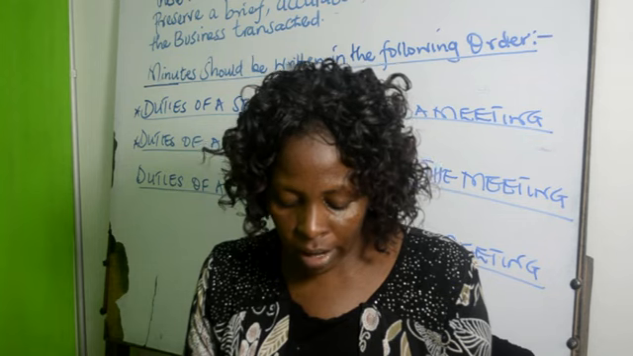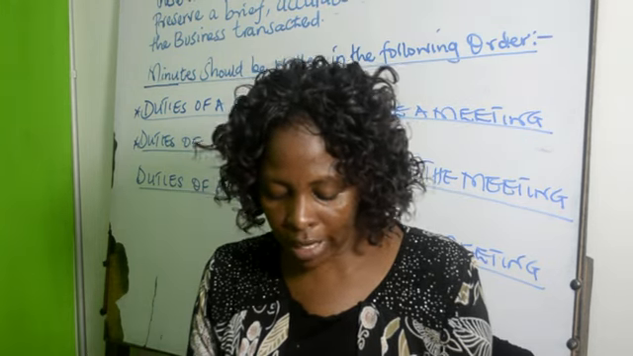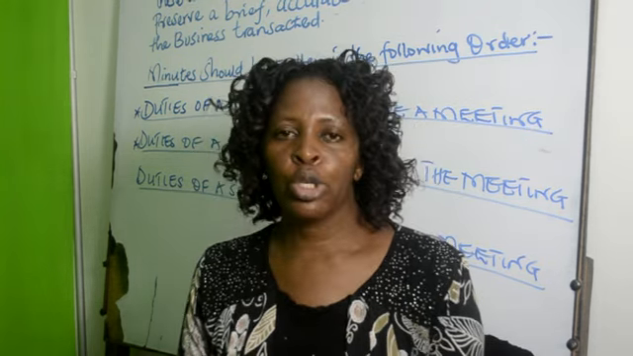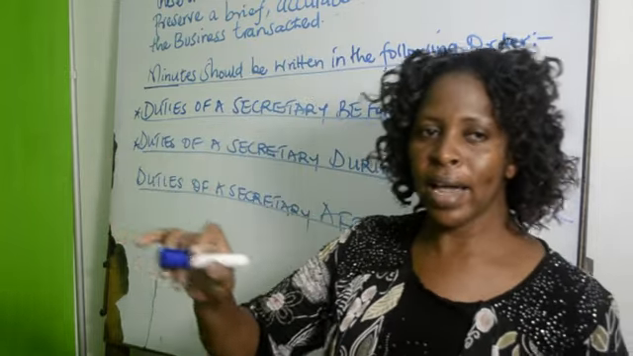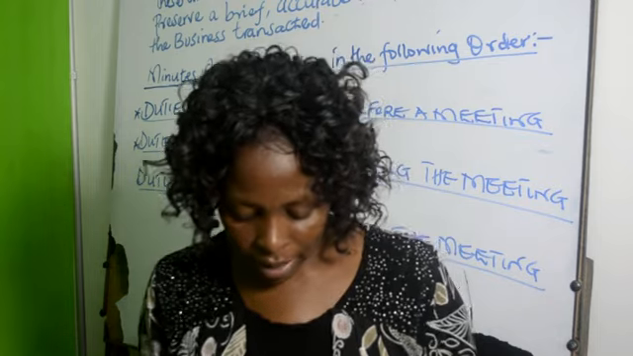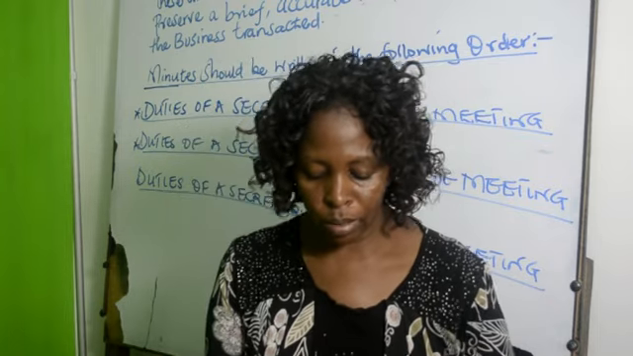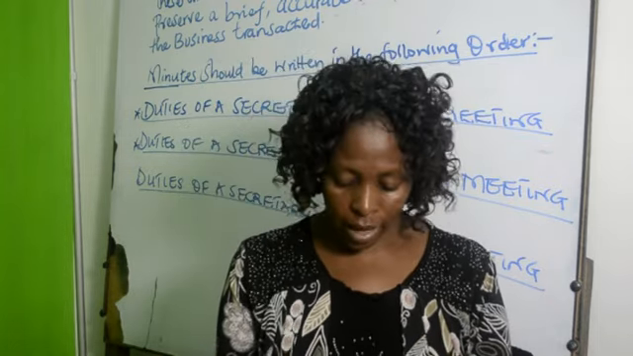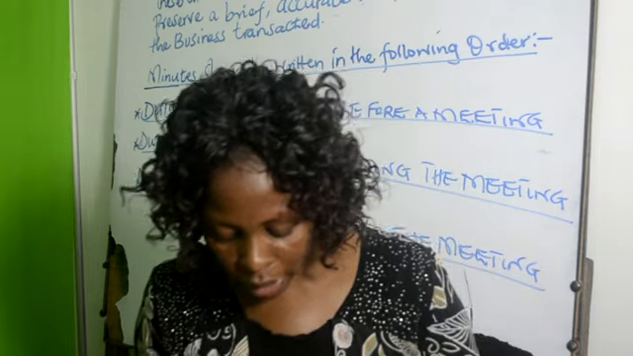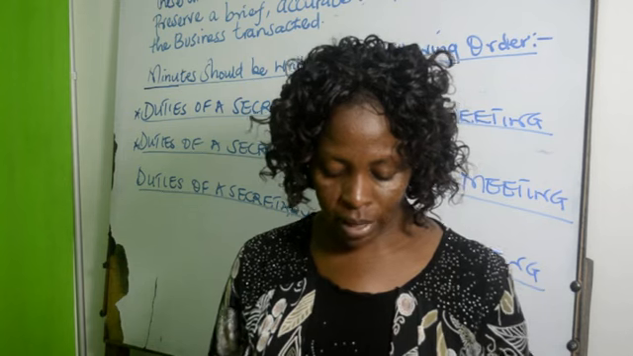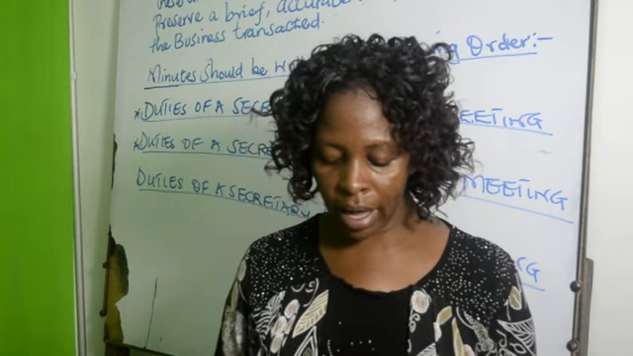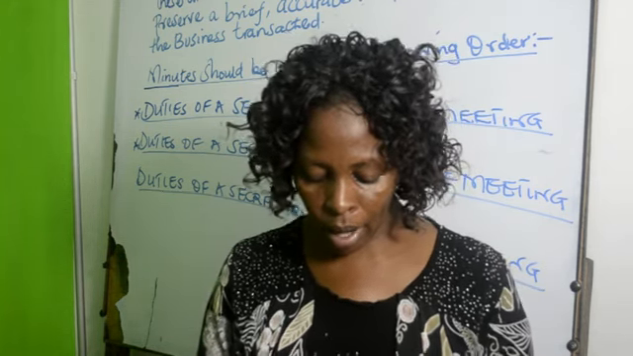She should also arrange for directions or signs to the committee room. Should have some signboards to direct the members to the room where the meeting is held. Should also ensure seating arrangement is in order. She should make sure that the seating arrangements in the meeting room are okay.